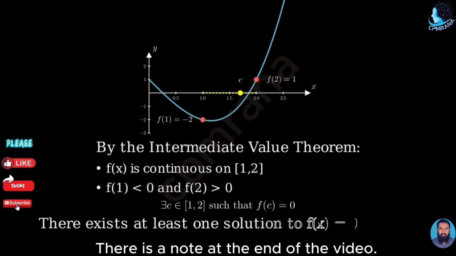Therefore, we have proved that there is at least one real solution to the equation f(x) = 0 in the interval from 1 to 2. This solution exists because the function is continuous and changes from negative to positive over the interval.